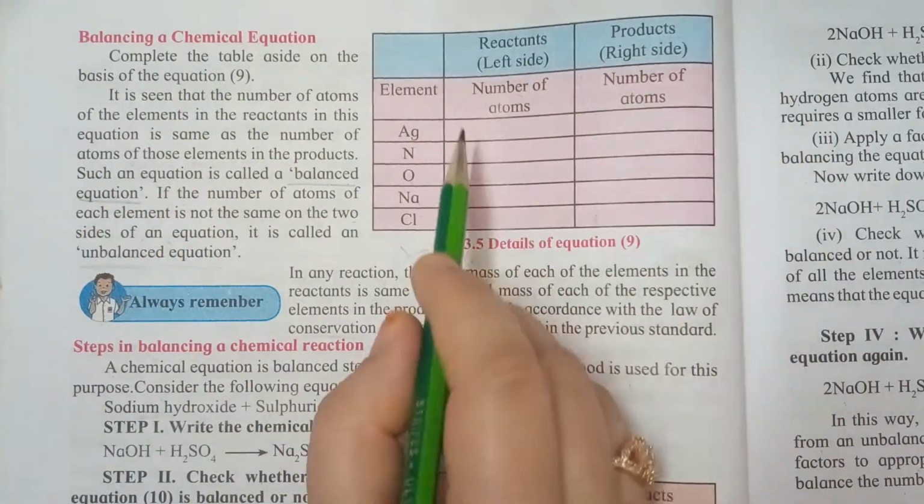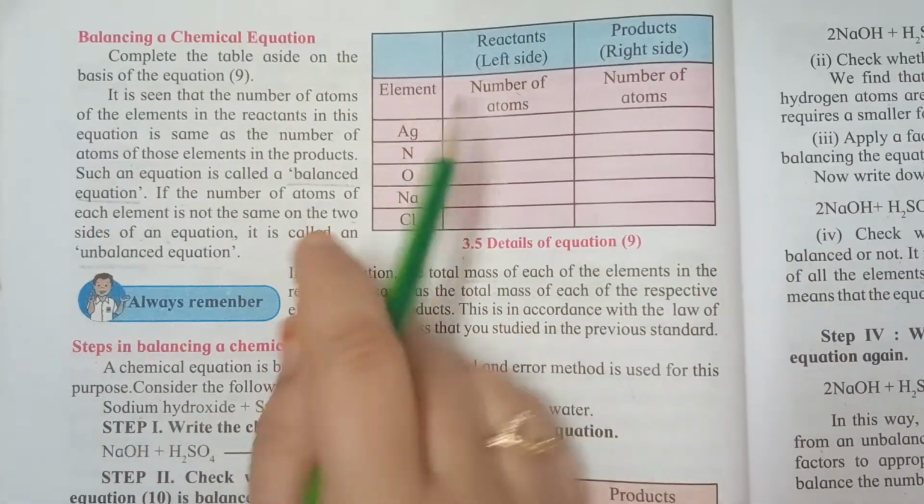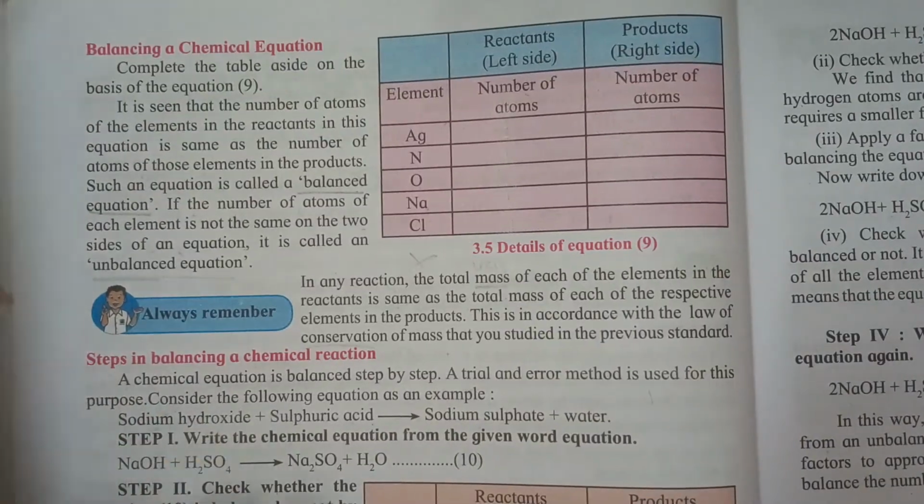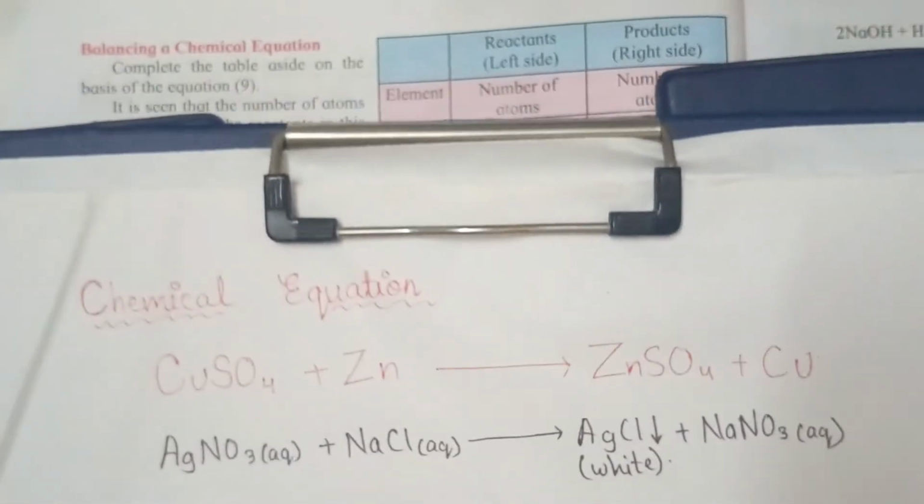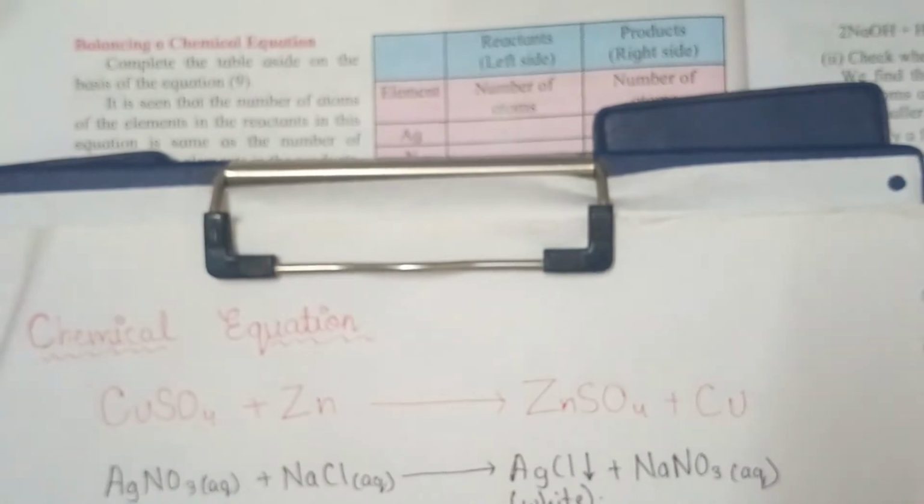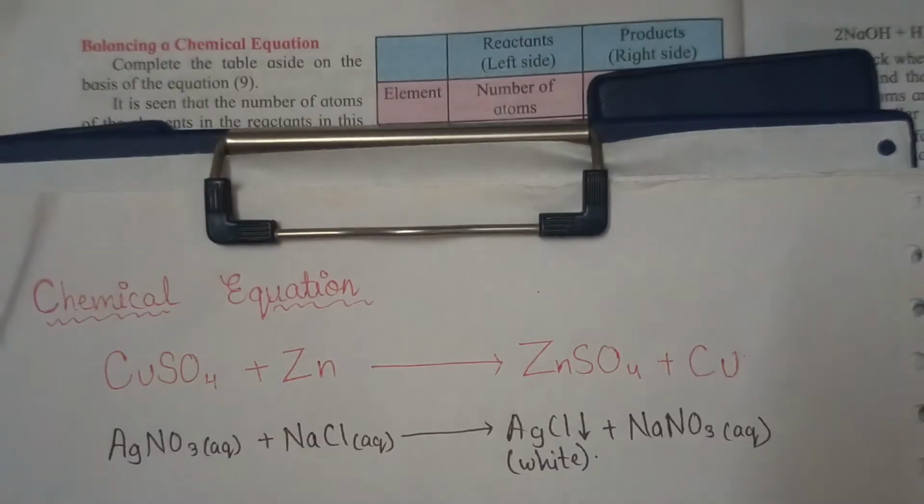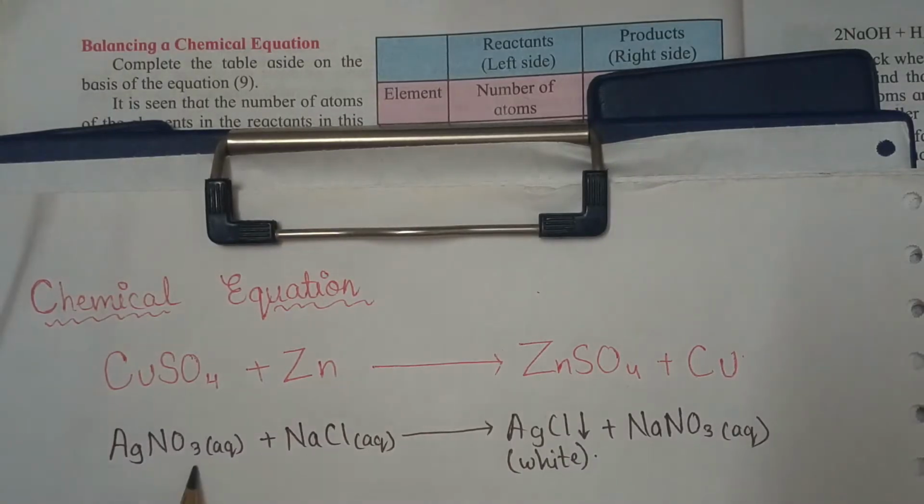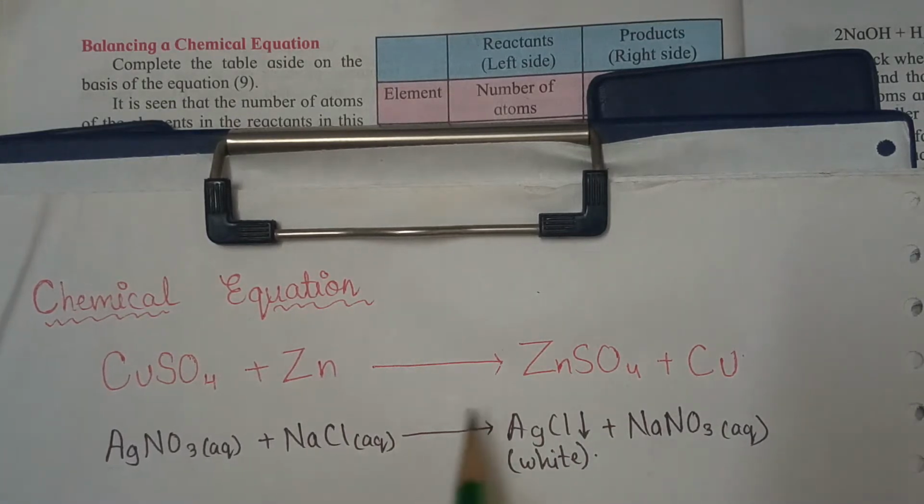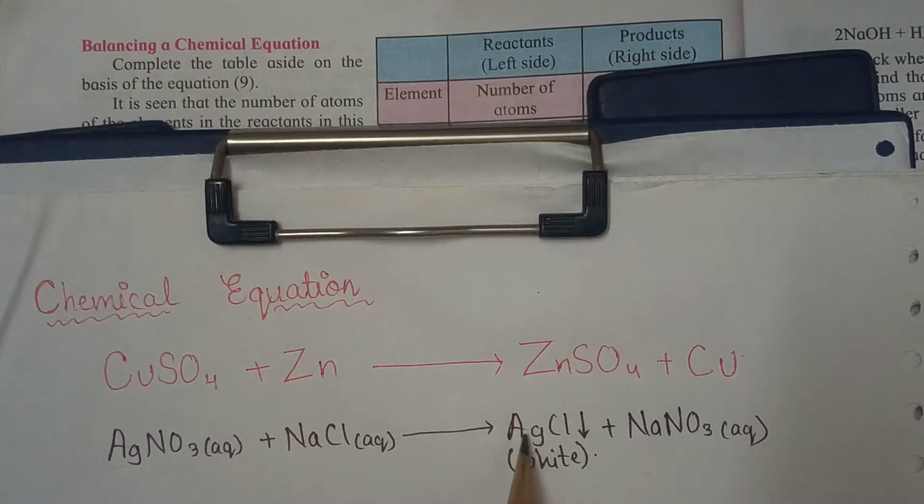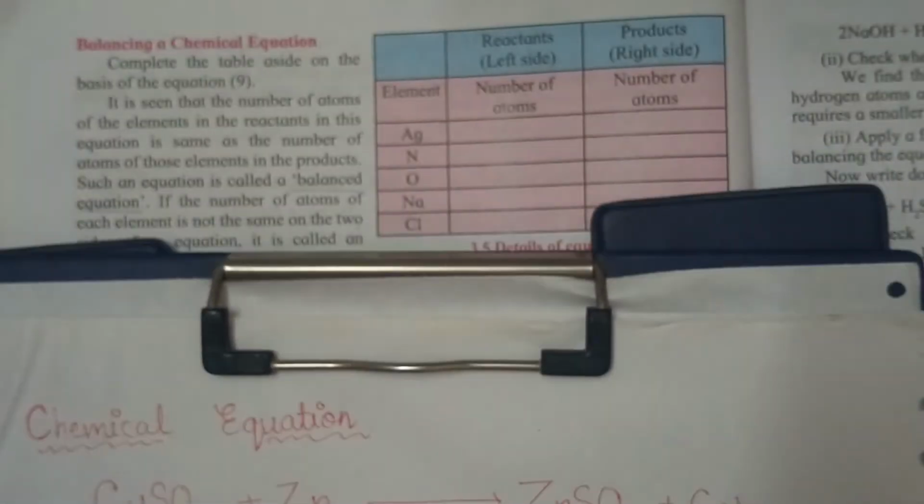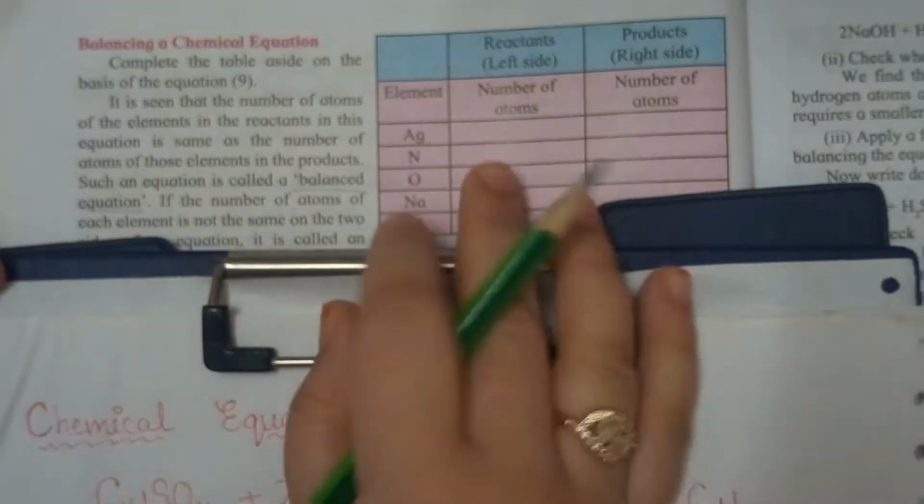So here one table is given to us and we have to look at equation number 9. So the equation number 9 I have written on this paper, that is AgNO3, that is silver nitrate, combined with the sodium chloride. Okay, so it will form silver white precipitate of silver chloride, that is AgCl, and sodium nitrate. All right, so let's learn how to balance the equation.